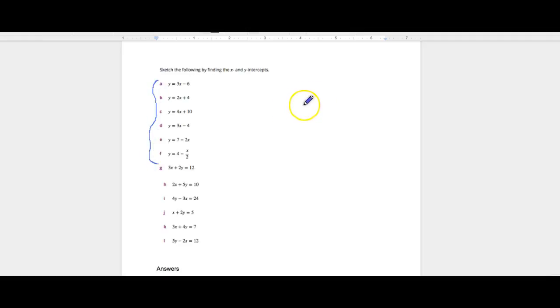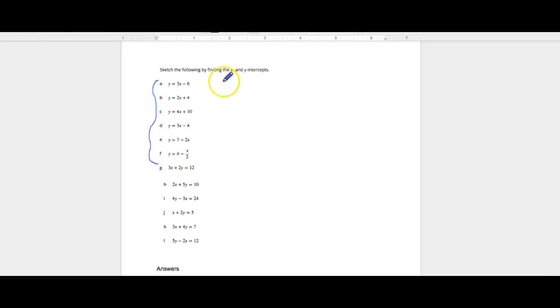These first 6 equations you can see are already in the form y equals mx plus c, and then the last 6 are in what we call intercept form. So I'm going to show you first of all the first 6, which you should really do using the gradient intercept method. I'm going to show you both. Okay, so we'll do A here and then we'll do G.